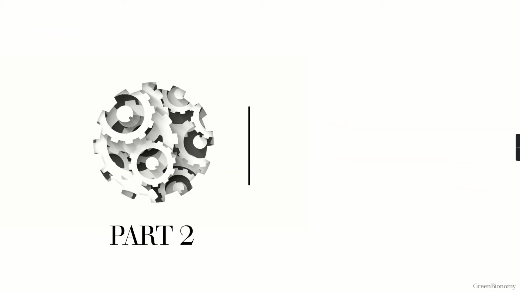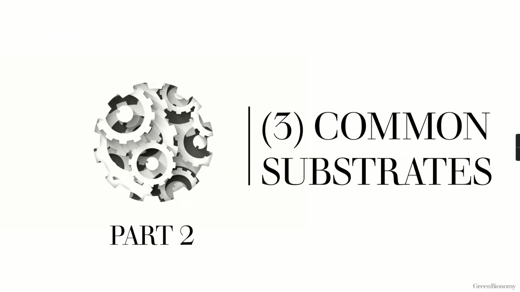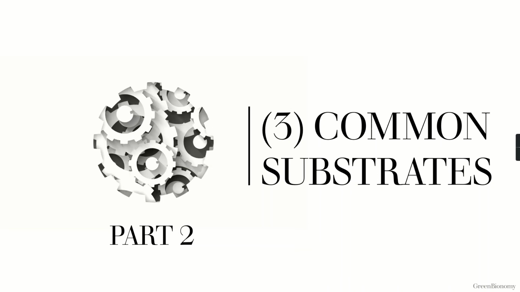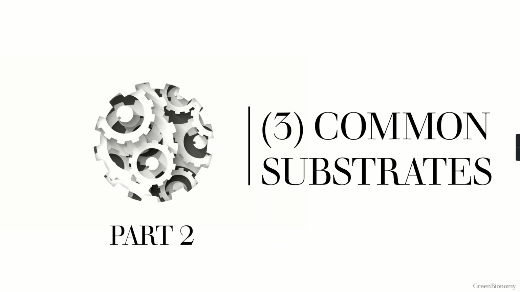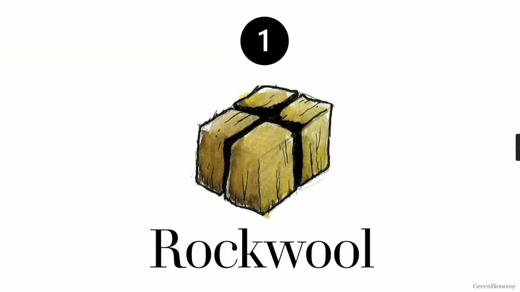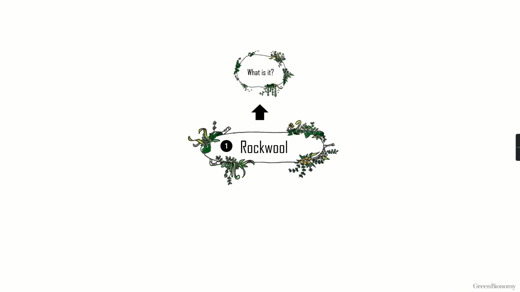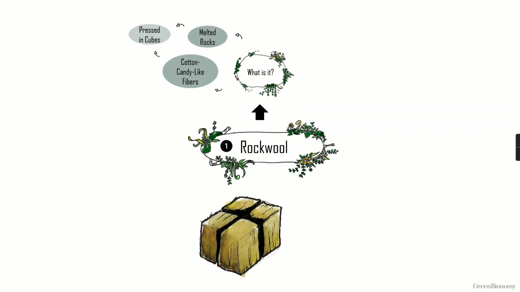Let's move on. In part 2, we're going to see the 3 common substrates that I showed you before in the first slide. The first one we're going to review is rockwool. Okay, so rockwool, what is it? It's basically melted rocks mixed together with cotton candy-like fibers at very high temperature, and then they're pressed down into cubes to give a certain structure.